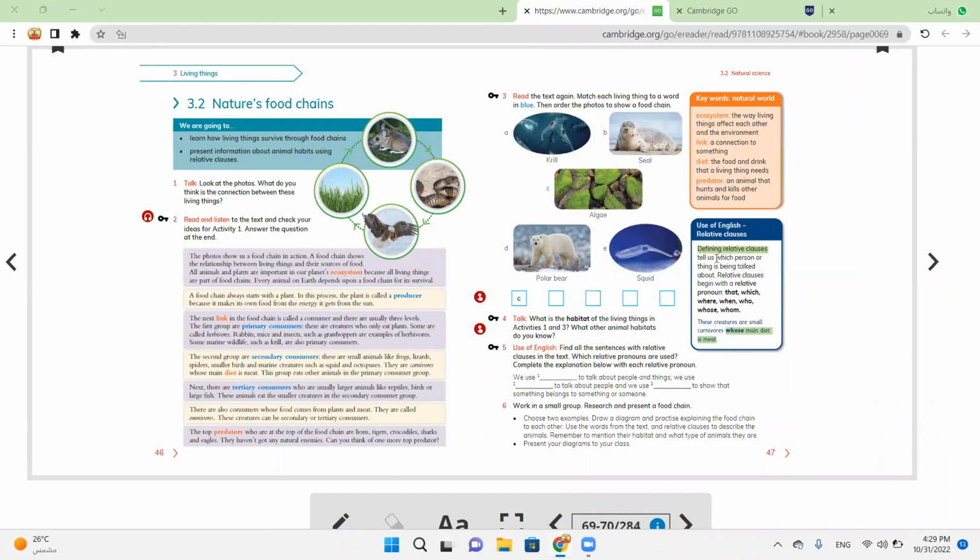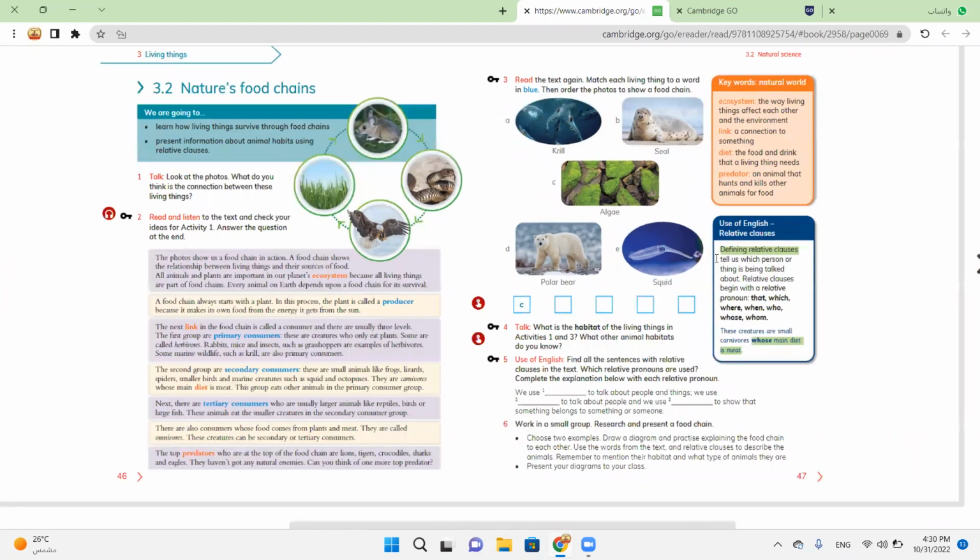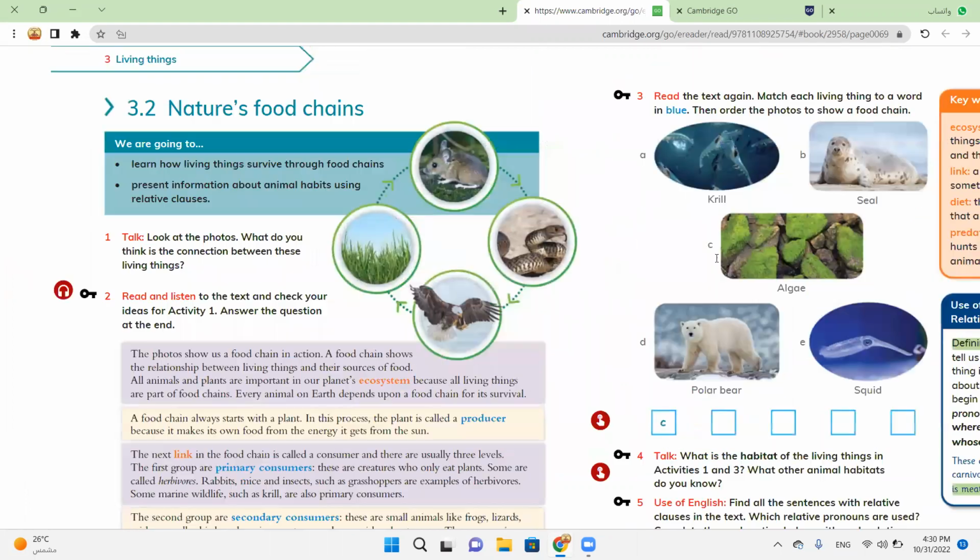So today we will continue our lessons in Unit 3 and today's lesson is 3.2 Nature's Food Chains. In this lesson we will learn how living things survive through the food chains. So for example, we see in the pictures in front of us the cycle of the food chains. Okay, this is a cycle because it keeps continuing.